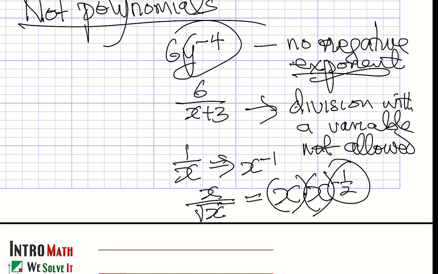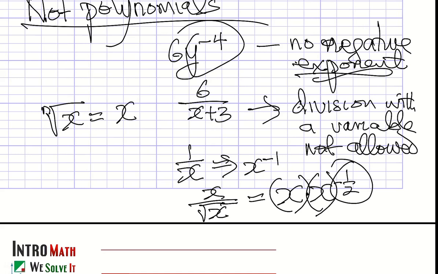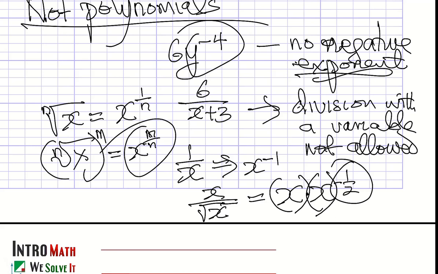There was a rule when we did exponents that says if you have the nth root of x, it can be written as x raised to the power 1 over n. And if you have the nth root of x, all raised to the power m, I remember I told you that it's x to the power m over n.